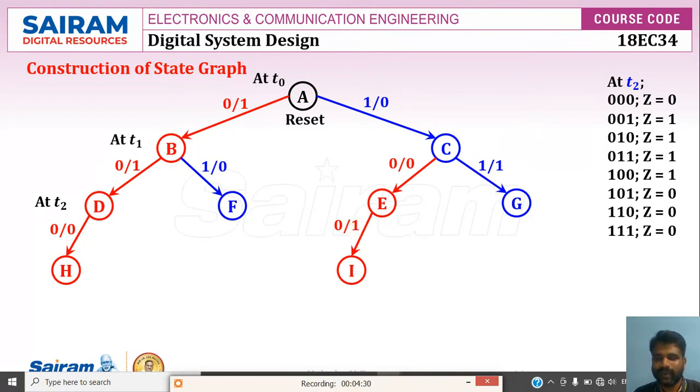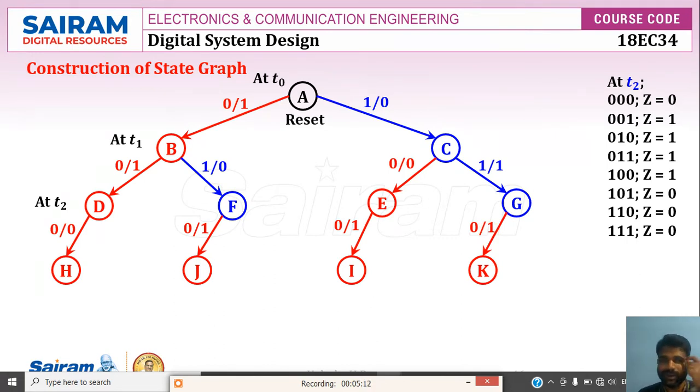Clear? Next at F, if 0 is received, the total received is 0 1 0. For 0 1 0, output should be 1. Hence we made output 1. And at G, if 0 is received, let it go to new state K. The total received sequence is 0 1 1. For 0 1 1, z is 1. Hence we made output 1. Clear now?